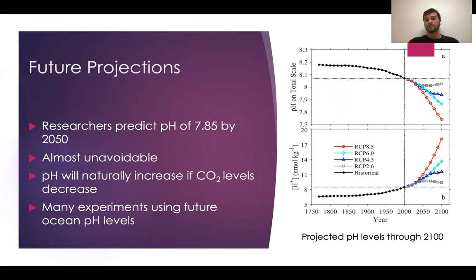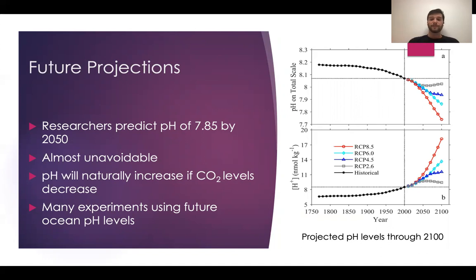The red circles are more of we're on this increasing rate of CO2 emissions. This is what it's going to look like if we continue that rate, that trajectory. We keep emitting more and more and more CO2. That's what the pH is going to look like.